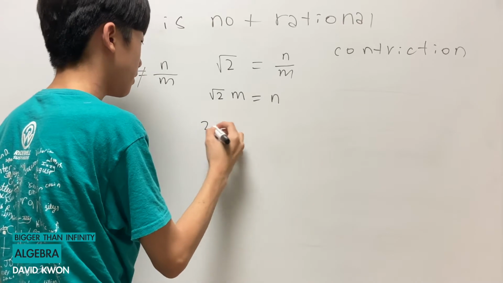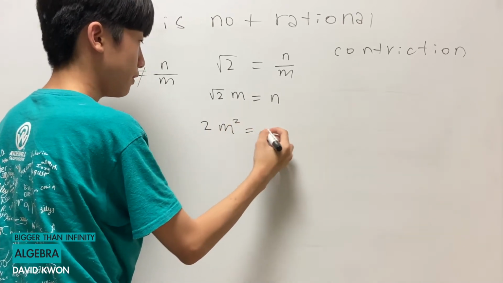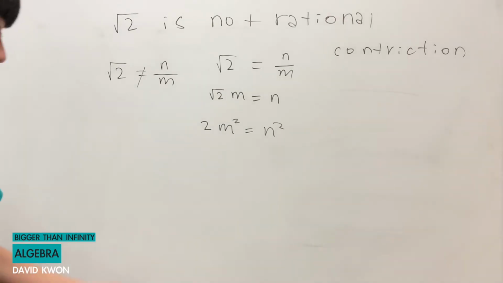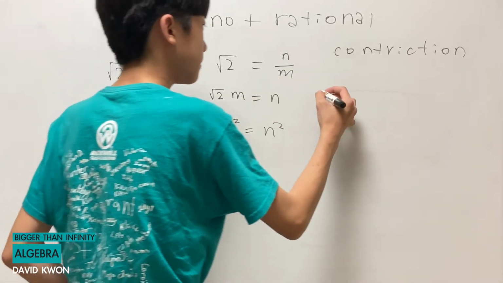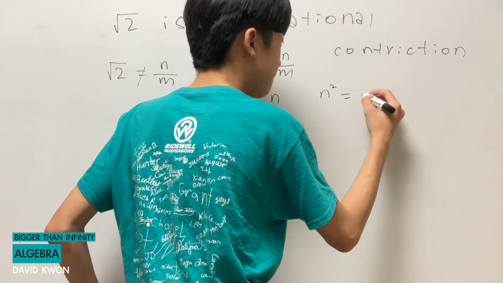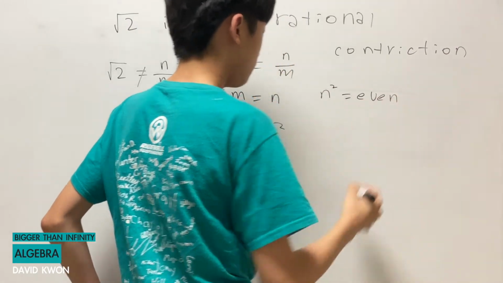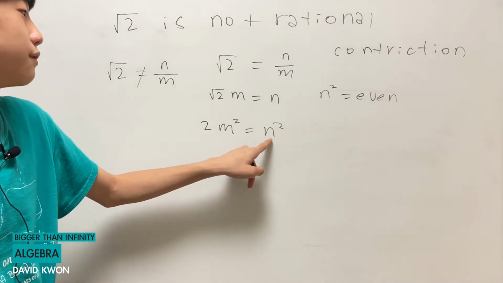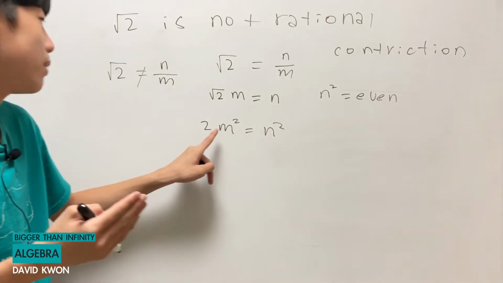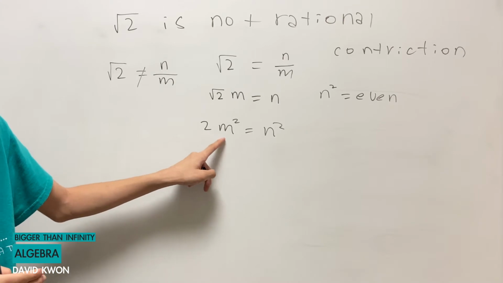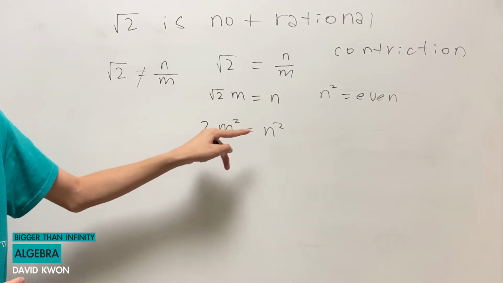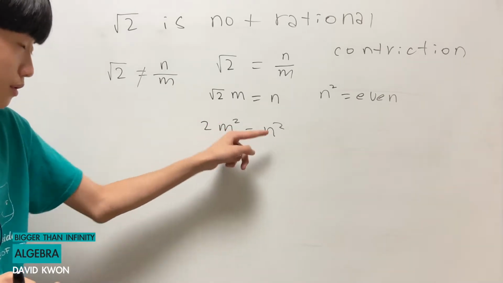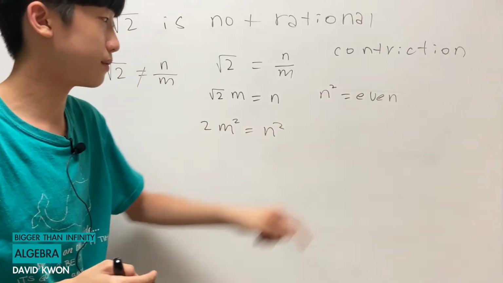Now let's square it. If I square it here, you see that n squared is an even number, because it is 2 times something, right? So it means you can divide it by 2 on each side. So from here, it shows that n squared is even.